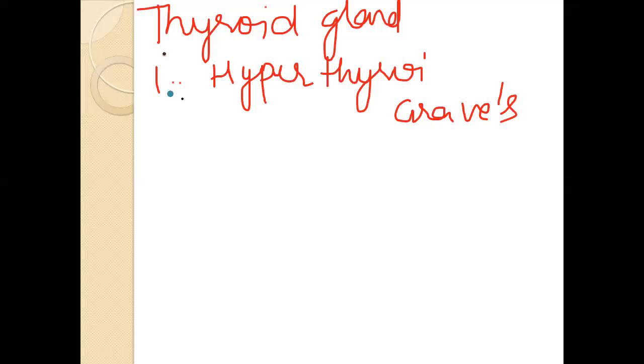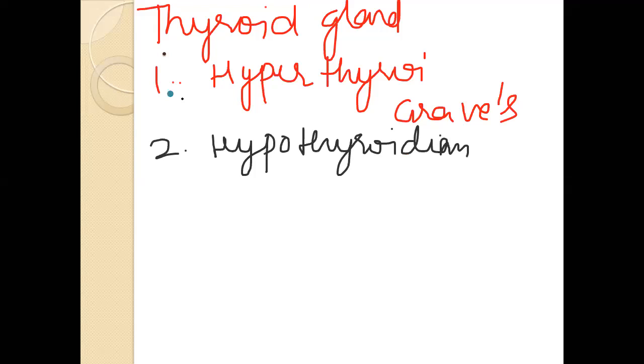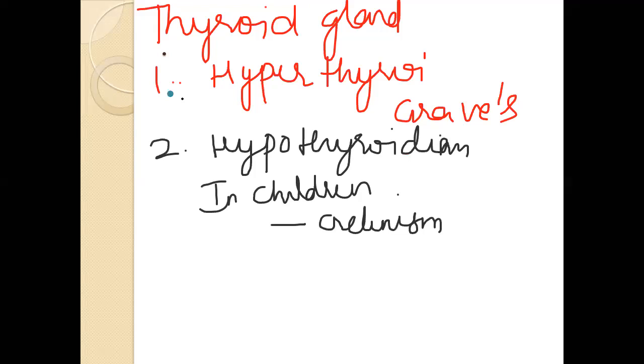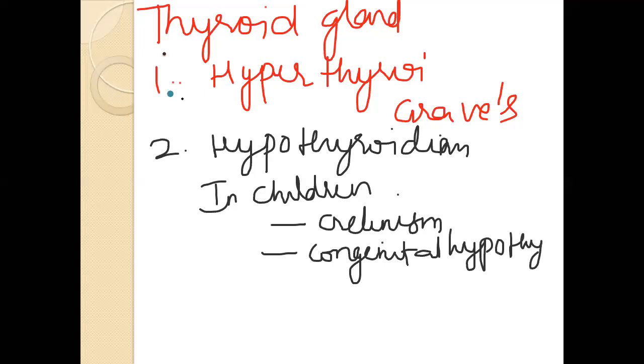Next, we need to focus on the remaining, where more confusion is. Hypothyroidism. So, what is there in children first? In children, we simply say cretinism. If the problem is running from the mother's uterus, we say congenital hypothyroidism, nothing but cretinism again. Congenital hypothyroidism leads to cretinism.